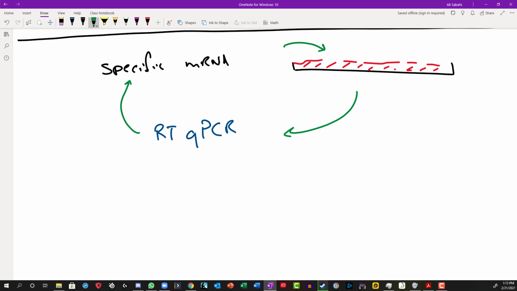Now, messenger RNA is nice, but messenger RNA is not the end result of gene expression. The end result of gene expression is gene to messenger RNA to protein. So if we know the levels of messenger RNA, we don't necessarily know the levels of the protein. So how do we figure out the levels of a specific protein within a cell culture and how it changes because of what we do to that cell culture?